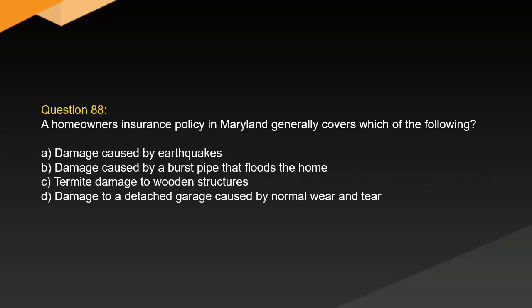Question 88. A homeowner's insurance policy in Maryland generally covers which of the following? A. Damage caused by earthquakes. B. Damage caused by a burst pipe that floods the home. C. Termite damage to wooden structures. D. Damage to a detached garage caused by normal wear and tear.